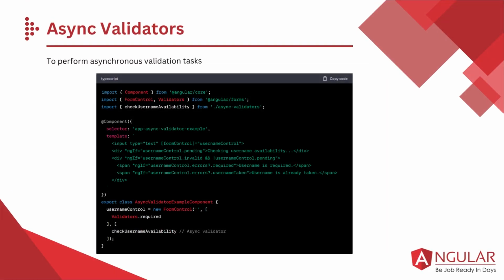3. Async validators. In some cases, we might need to perform asynchronous validation tasks, such as checking if a username is available on the server. Async validators return a promise or observable that resolves to validation errors if the control's value is invalid, or null if the value is valid. Angular will wait for the promise to resolve or the observable to emit a value before considering the control's validity.